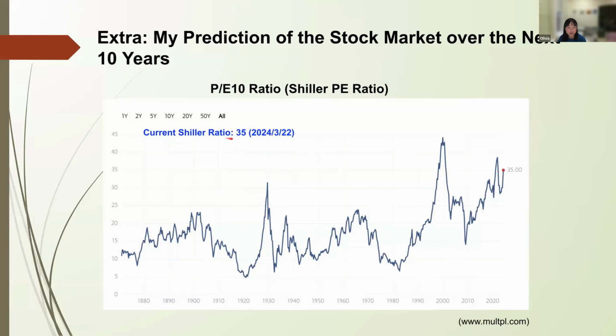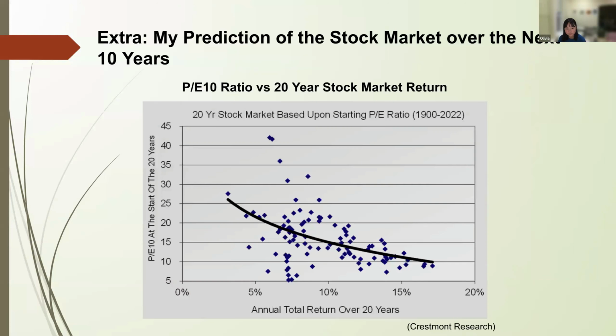So the current Shiller ratio is 35. You can see here since 2024, March 22nd, the P/10 ratio versus 20-year stock market return, as you can see from the chart here. There's two main lines here. This other line isn't really highlighted. So this here is the annual total return over 20 years, and this is the P/10 at the start of the 20 years.